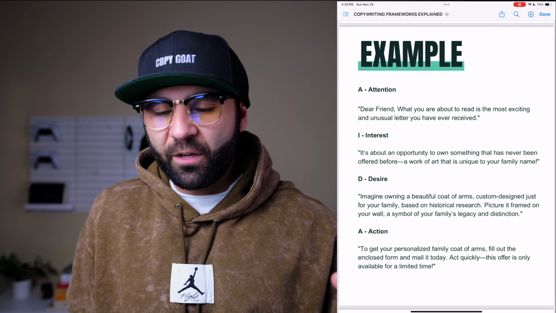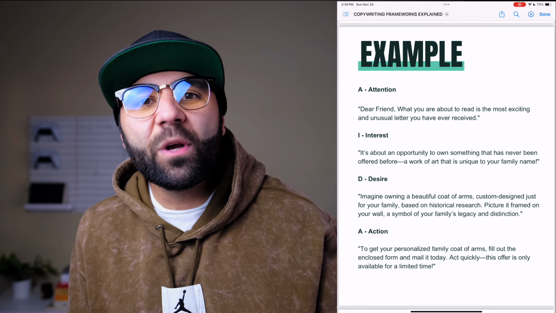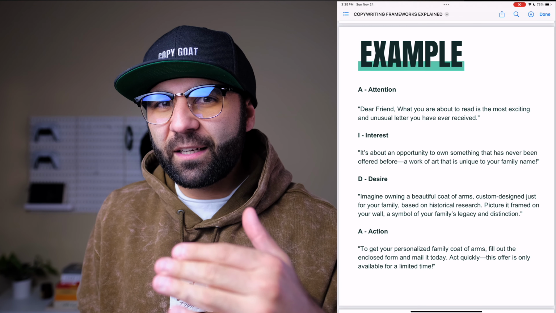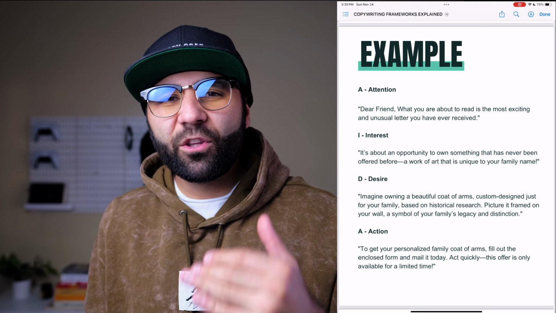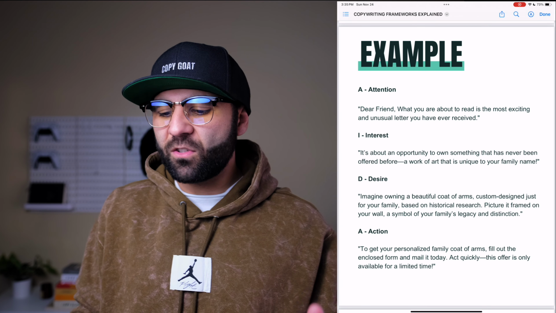Now, interest is where you pique their interest to continue reading. Again, the goal of the first line is to get them to read the second. The goal of the second line is to get them to read the third. The goal of the third line is to get them to read the fourth. And if they read 4 lines, they'll probably read everything that you wrote. So that's why AIDA is so powerful.